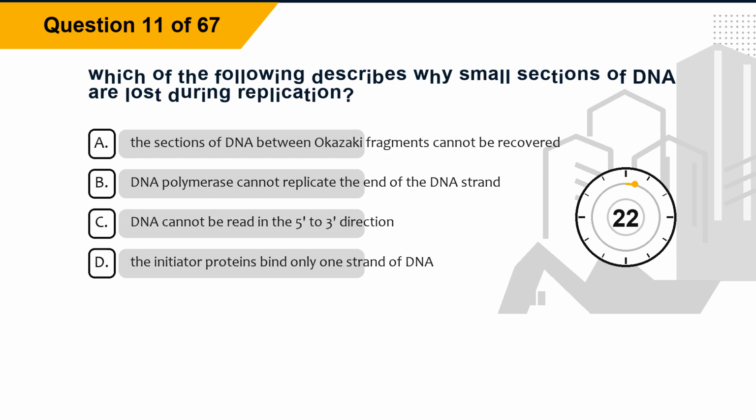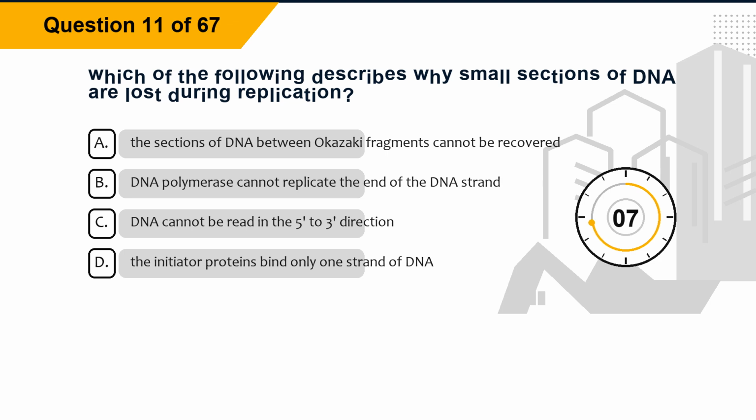Question 11. Which of the following describes why small sections of DNA are lost during replication? Option A. The sections of DNA between Okazaki fragments cannot be recovered. Option B. DNA polymerase cannot replicate the end of the DNA strand. Option C.